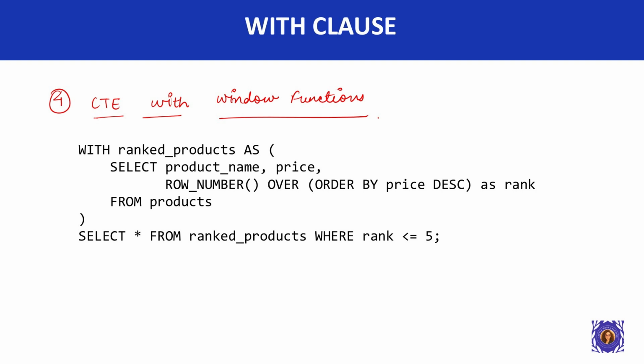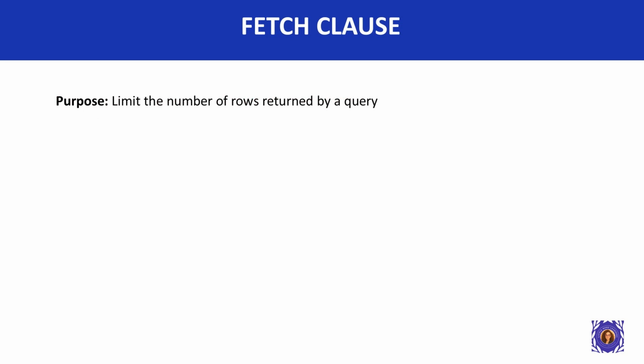Finally, the main query then selects all columns from this ranked_product CTE, filtering the results to include only those products where the assigned rank is 5 or less, thereby isolating the 5 most expensive items. Now let's move on to our second major topic, the fetch clause.